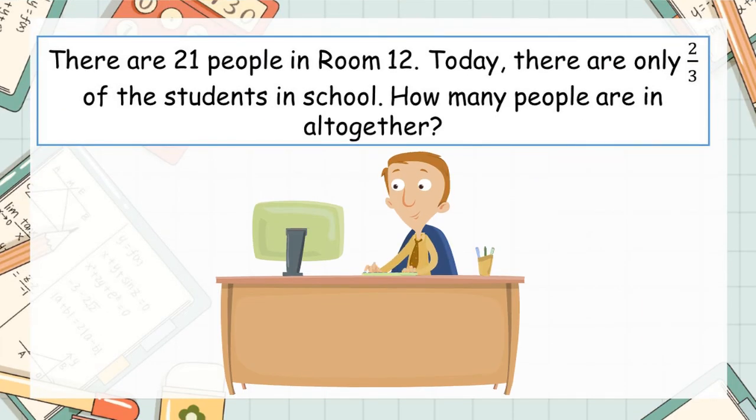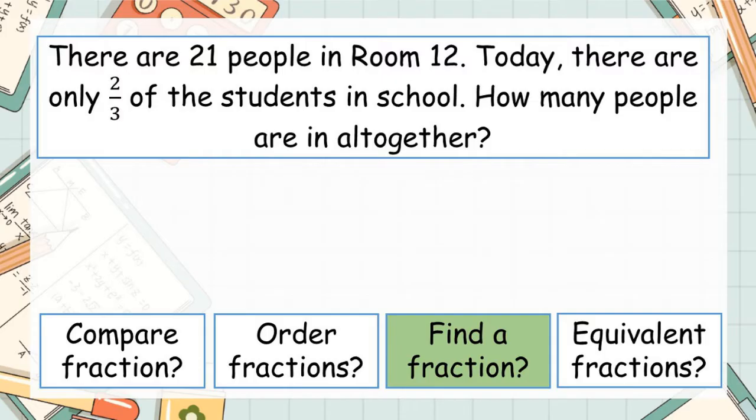There are 21 people in room 12. Today, there are only 2/3 of the students in school. How many people are in altogether? Now, this is a finding a fraction of a set question. Just like the last one we did, but there's one extra step we have to do.